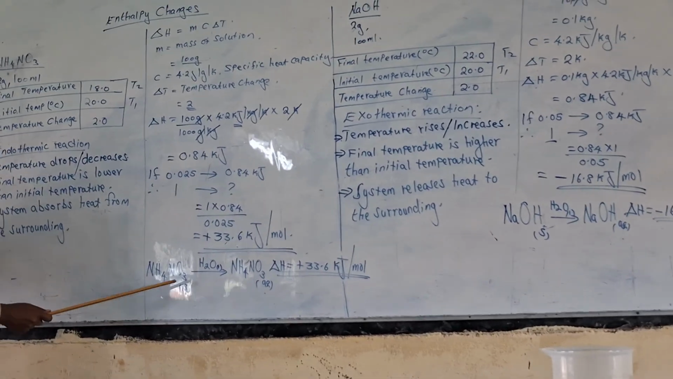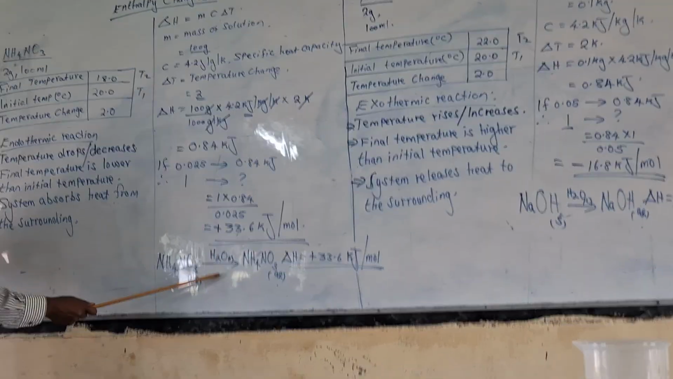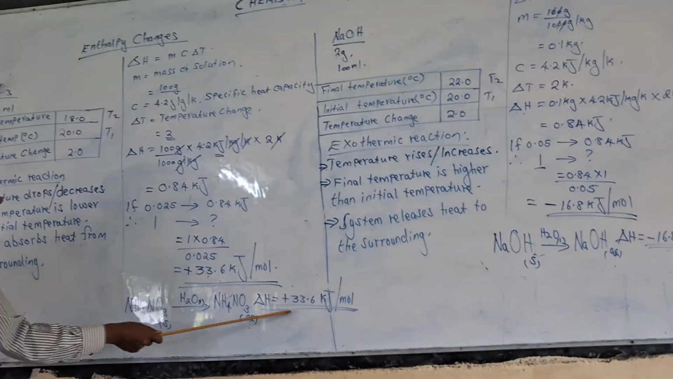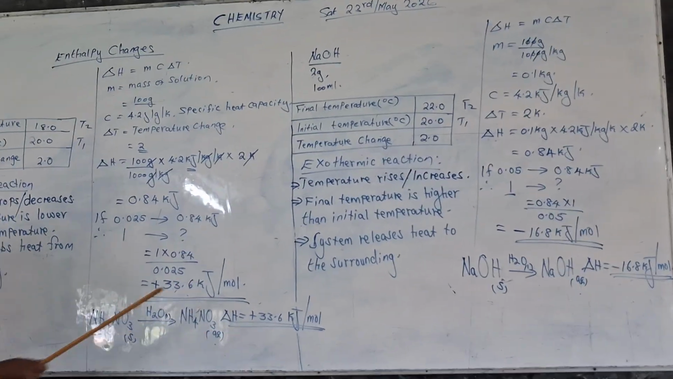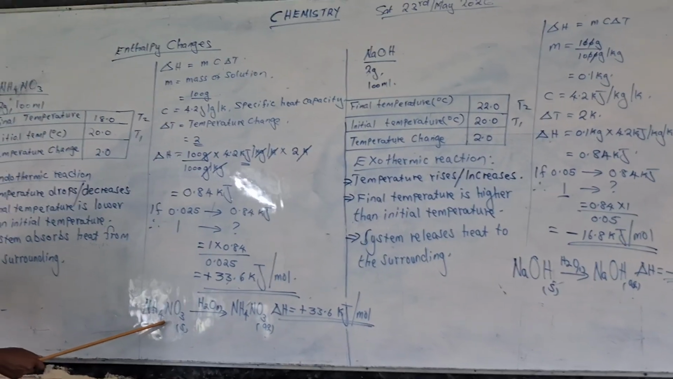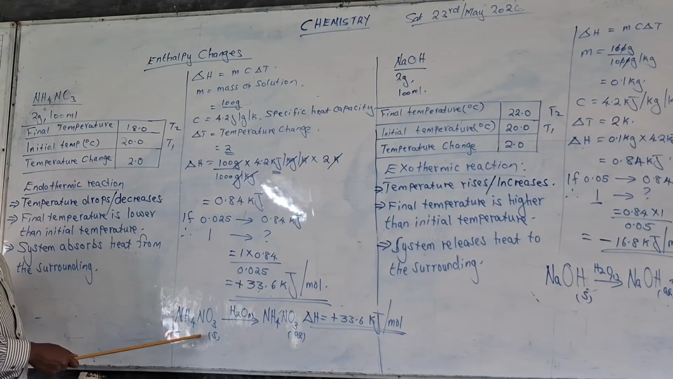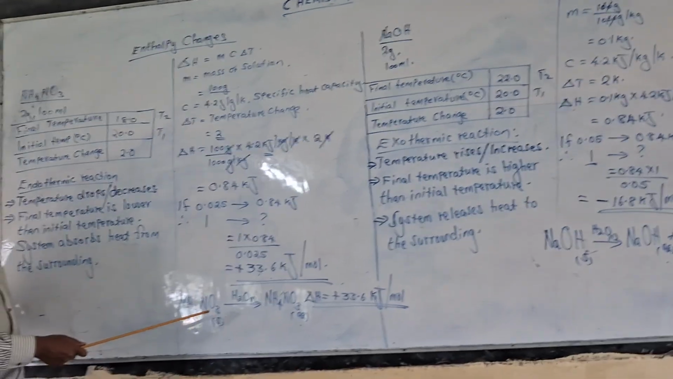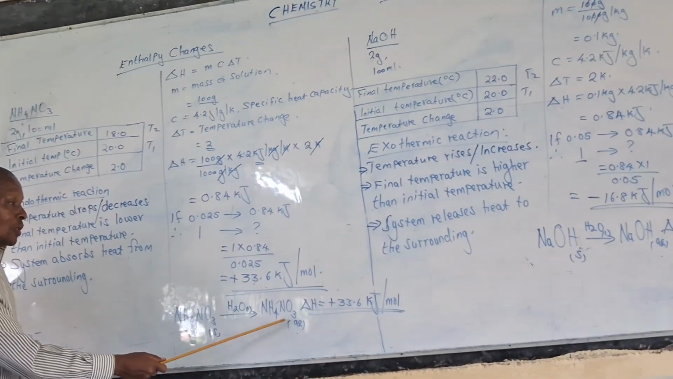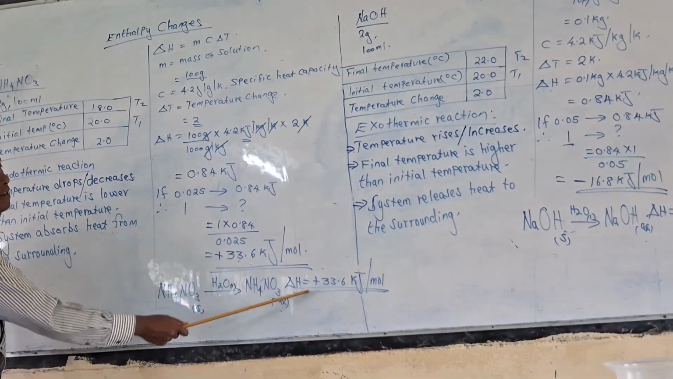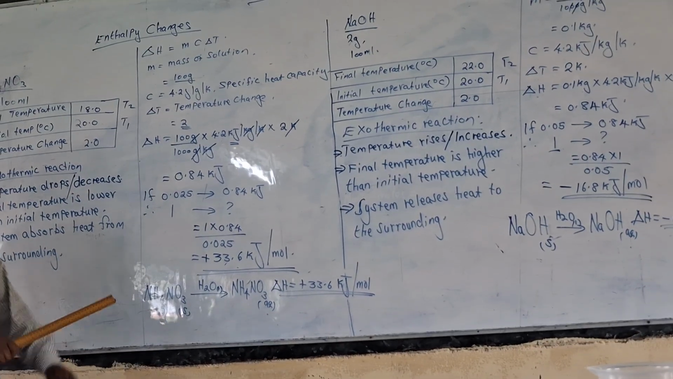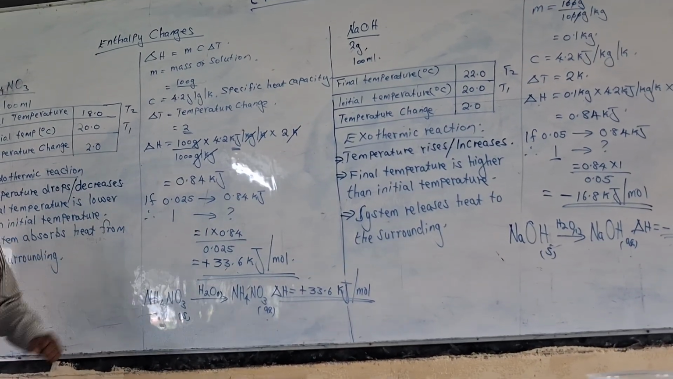So in the case of the solution of ammonium nitrate, the system is absorbing this amount of heat energy. In other words, the reactants are having less energy. This one, which is in solid, is having less energy. But the product now, which is the ammonium nitrate solution, is having more energy. Why? Because it has absorbed heat which was in the surrounding.